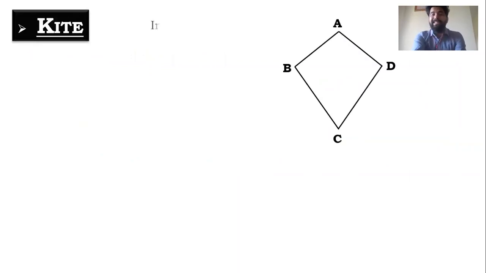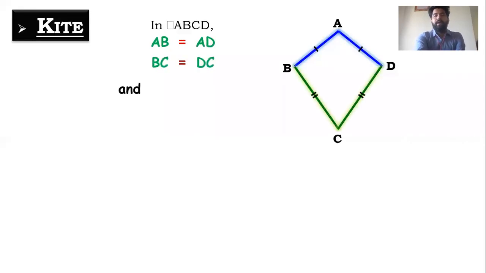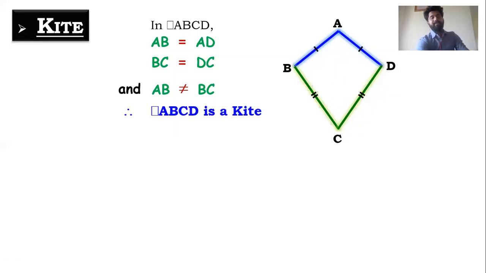Perfect. So the definition of a kite now. In this, adjacent sides are equal. That means AB and AD are equal, BC and CD are equal. Kite is a quadrilateral in which adjacent sides are equal and AB is not equal to BC. The adjacent sides are equal, two pairs are equal, but all four are not equal to each other. AB and AD are equal, BC and CD are equal. Have you all understood this? You all don't need to write this. It is not a definition.